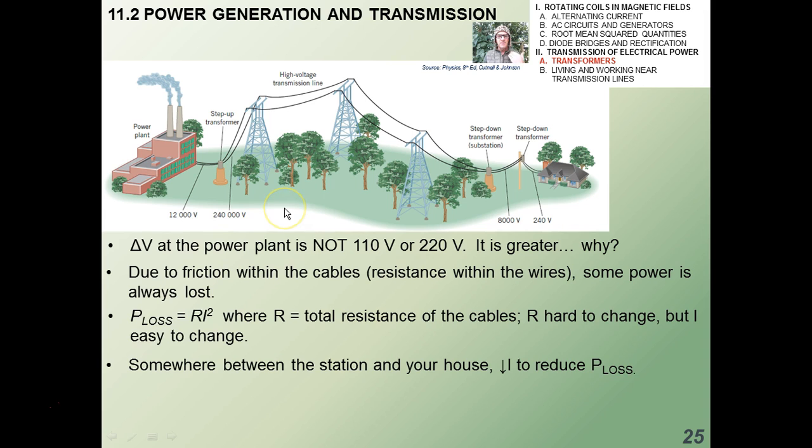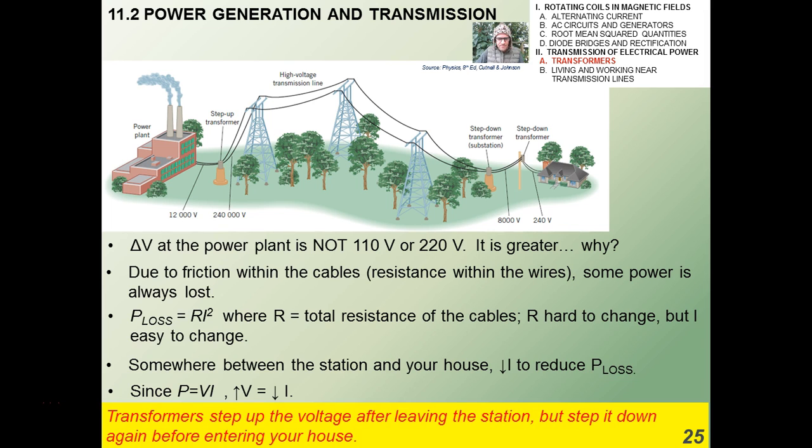So somewhere between the station and your house, there's a reduction in the current to reduce the power loss, right? Now, since P equals VI, if I reduce the current, I increase the voltage, right? And so what that does is, because P equals I squared R, by reducing the current when I'm transporting it, that power that's lost actually goes down, which is what we want, right? So transformers step up the voltage after leaving the station, but step it down again before entering your house.